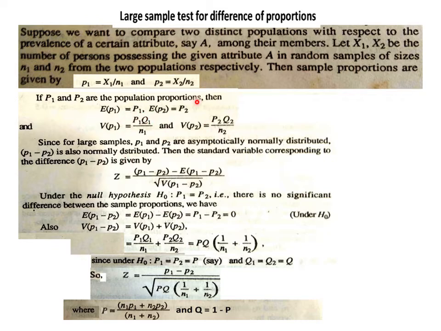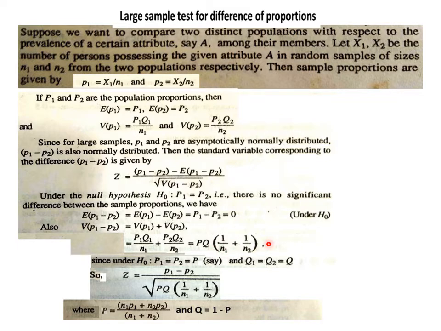And why is it written in that form? Because under the null hypothesis H0 we assume that P1 and P2 are equal. We are assuming that both are equal to P, capital P. Similarly Q1 and Q2, which are failure cases, Q1 is 1 minus P1 and Q2 is 1 minus P2. If both are the same as P, then Q1 and Q2 equal Q. So using that, it is PQ upon n1 plus PQ upon n2, that is PQ taken as common, into 1 upon n1 plus 1 upon n2.